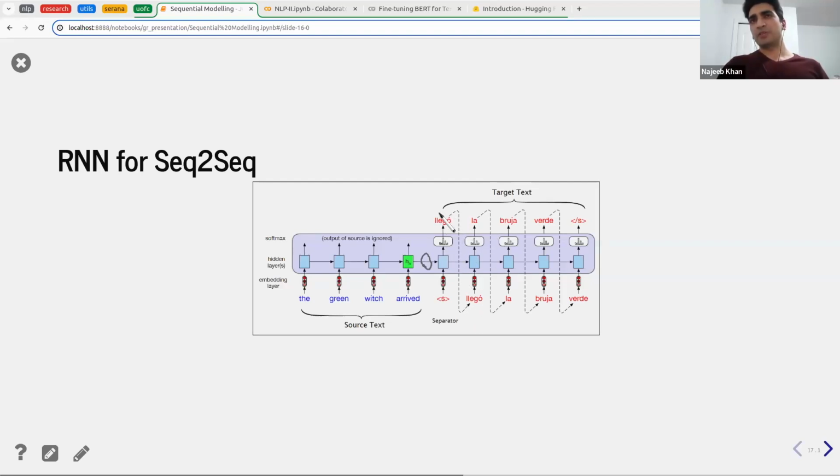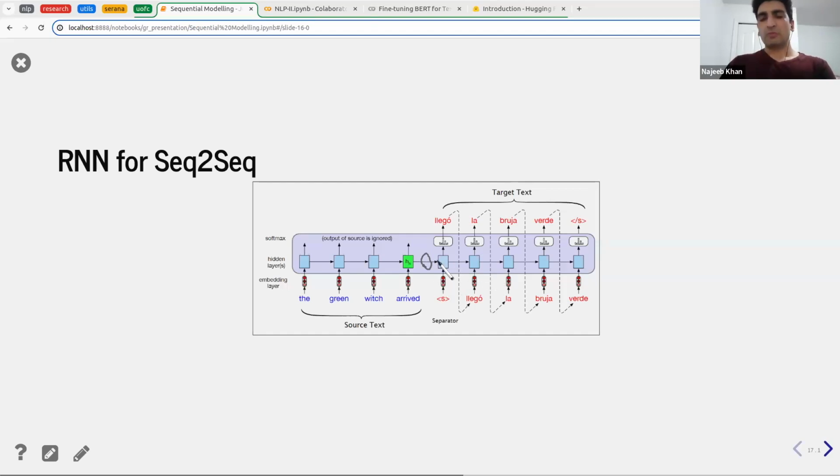And this first token that's produced is fed back into the network itself, and it produces the next token, and so on. So the output is produced autoregressively. And the network is trained by having the source text and the target text provided to it, and cross entropy is used as a loss to train this model.